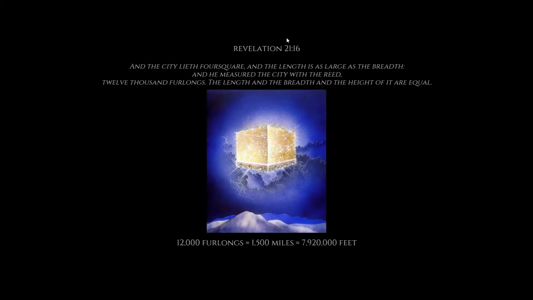So we're going to take a look here now at Revelation 21:16, the dimensions of the cube that descends from heaven. And the city lieth foursquare, and the length is as large as the breadth. And he measured the city with the reed, 12,000 furlongs. The length and the breadth and the height of it are equal. 12,000 furlongs is 1,500 miles. And if we convert the 1,500 miles, that's 7,920,000 feet.